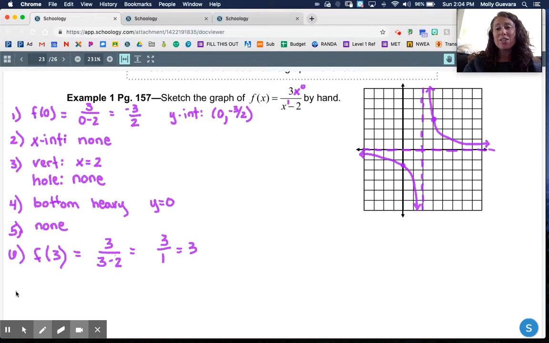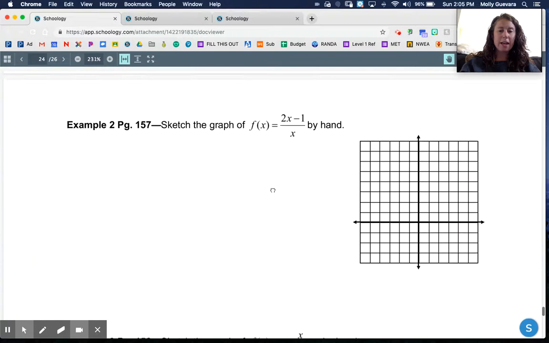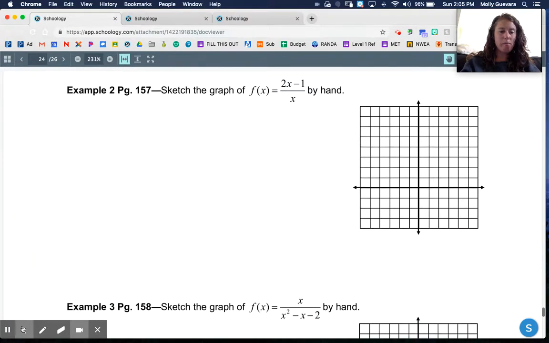There is just a lot to remember here, right? Like, how do I find the y-intercept? How do I find the x-intercept? Which one's the hole, right? Stuff like that. So let's look at our next example here. And we're just going to continue to go through the steps.